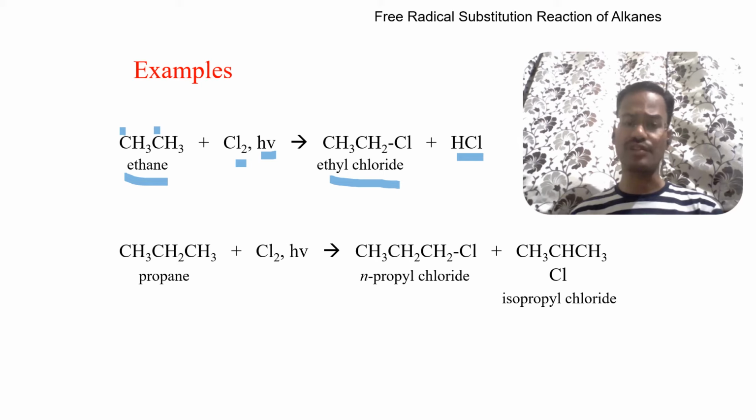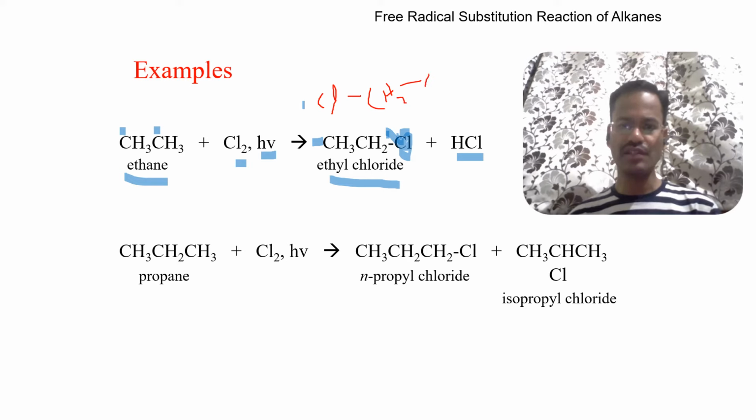For example, consider that this chlorine is not here, and there is a chlorine in this direction. Even then we can call it, for example, if there is Cl, CH2 and CH3, even then it is called ethyl chloride.